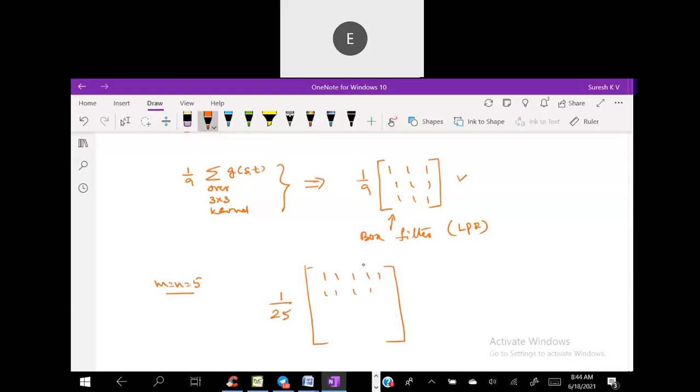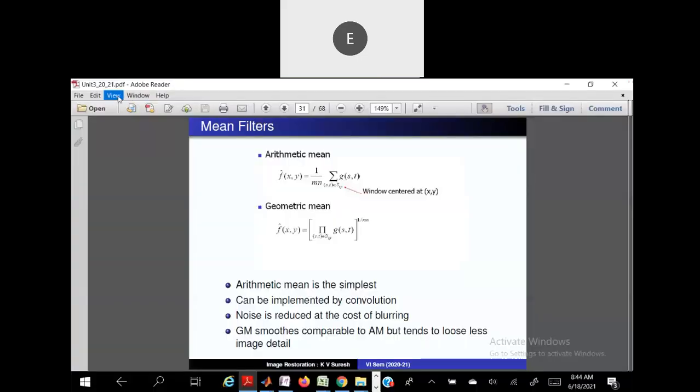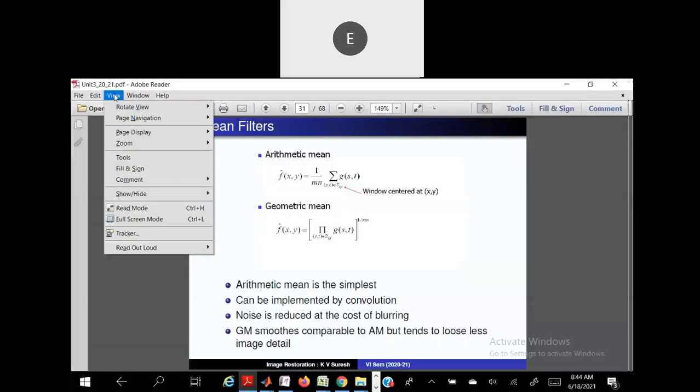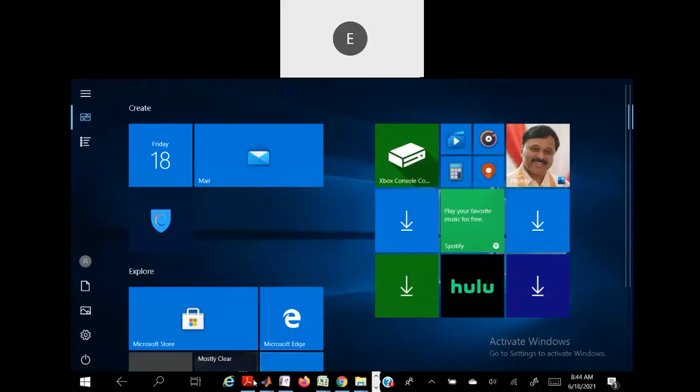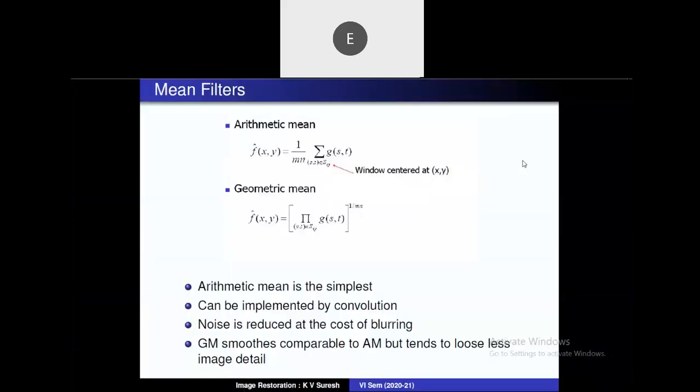So this is a low pass filter. This is a box filter. It smoothens edges, but it also smoothens noise. We have seen this in the last class, in the last unit. Okay. So an arithmetic mean filter can be used to remove noise. Okay, so one of the filters that I can use is an arithmetic mean filter.